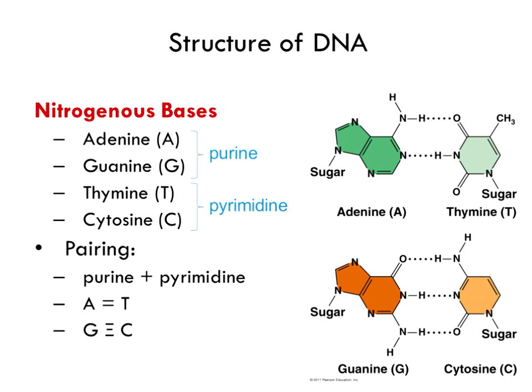Okay? So the pairing is one purine with one pyrimidine. So adenine will match with thymine and vice versa, and cytosine matches with guanine and vice versa.